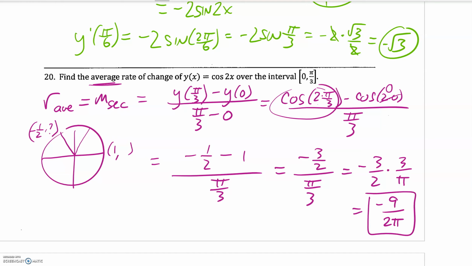So there we have it. Kind of a funky answer, but hey, we're in calculus. We can handle it. So that right there is the average rate of change for the graph of cosine of 2x over a certain interval, 0 to pi over 3. That means there's a curve, cosine, and from here to here, there's a slope of negative 9 over 2 pi. That's basically what we're saying, without getting into too much detail. All right, so that's it for number 20.